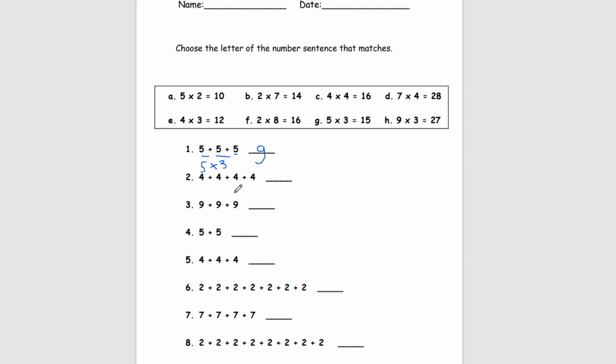For number 2, we're doing the same thing, but instead we have 4 plus 4 plus 4 plus 4. So 4 appears 4 times, so that tells us that 4 is being multiplied 4 times. We look at our choices, and we see for C, 4 times 4 equals 16. If we want to check, 4 plus 4 is 8, and there's 2 of them, so 8 plus 8 is 16. So we know that number 2 is C.